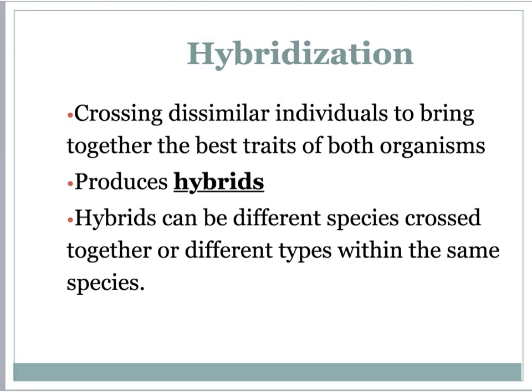So hybridization, I think earlier in the notes we talked about hybrids, how it's mixed from both parents, like the short pea plants and the tall pea plants. In this here, the dissimilar individuals are brought together to combine the best traits and make a hybrid. So it can be different species crossed together, like horse times a donkey equals mule, or different types within the same species. So here we're talking different breeds of dogs. They're all dogs still. We're just breeding different breeds with each other.